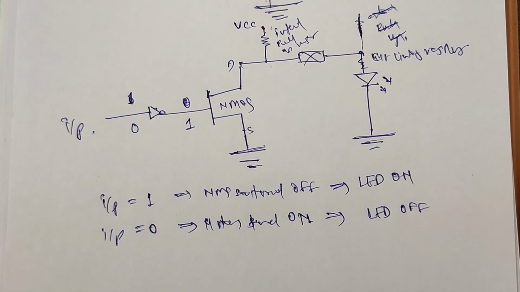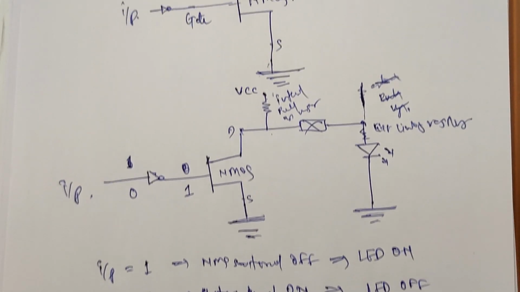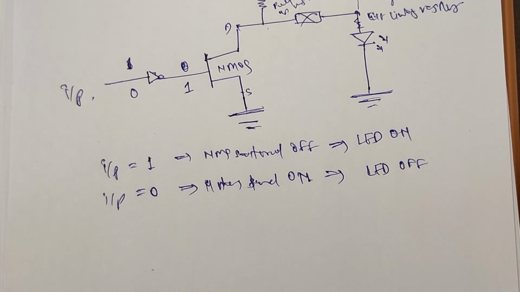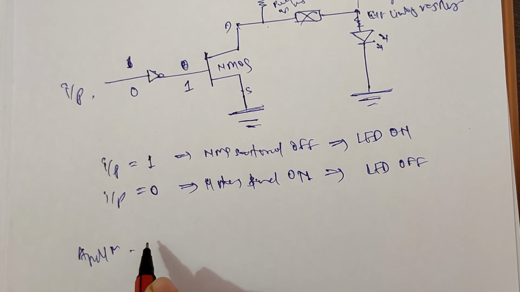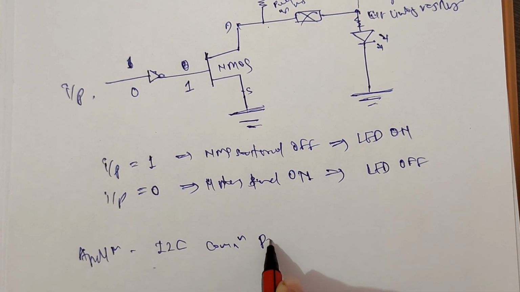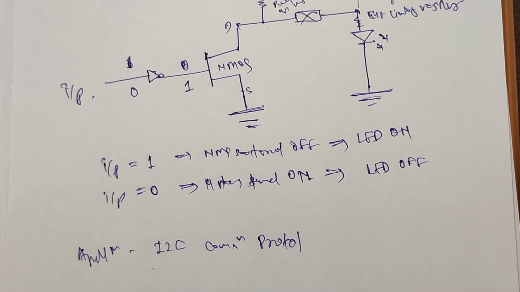Okay, this is how the open-drain configuration works. Okay, it's easy. It is used in many applications, mostly in the I2C communication protocol. We require this in the I2C communication protocol.